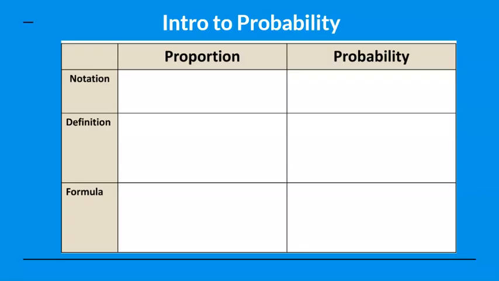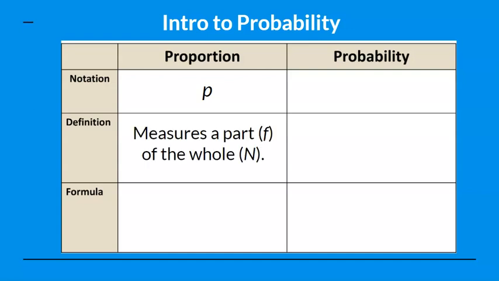Last week you learned about proportion. Proportion is just referring to a portion of something larger. For example, a portion is 2 slices of pizza out of a whole pizza that contains 8 slices. So let's review proportion. In statistical notation, proportion is the lowercase italicized p. The definition of proportion involves measuring a part of the whole.